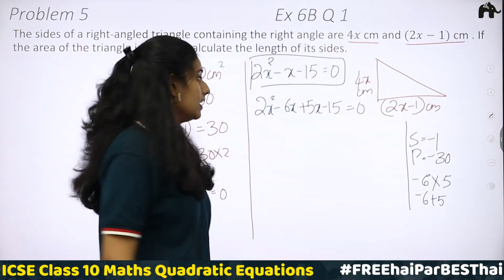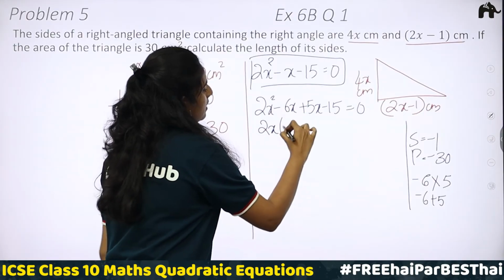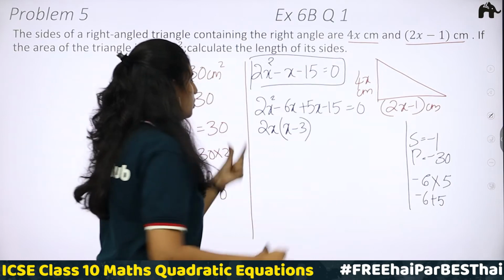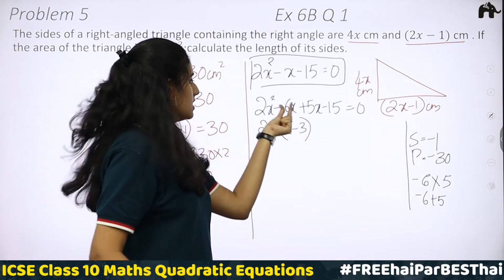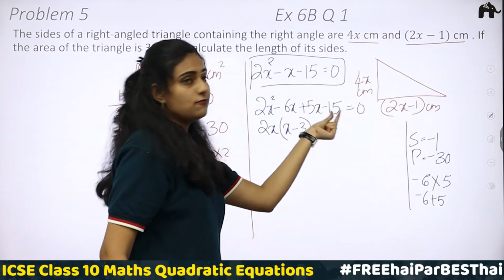Next step, taking common. From here we can take 2x common. Remaining we have x minus 3. 2x into 3 is 6x. What about this? Here we have 5x and 15.